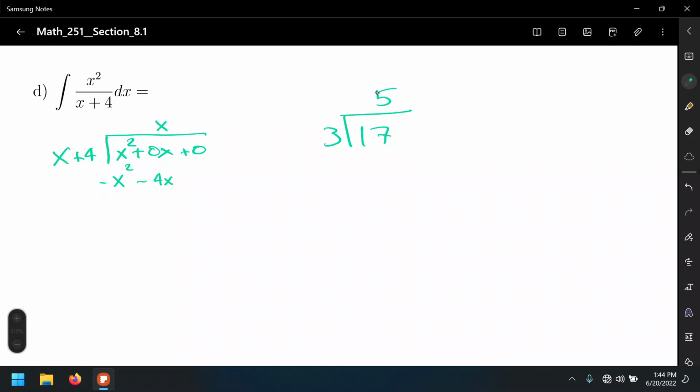Is that 5? So 5 times 3, that's 15. And then subtract, right? And the remainder is 2. So what do we have? A positive times a positive. But what we do is change the sign because we're subtracting that quantity that we get. All right?